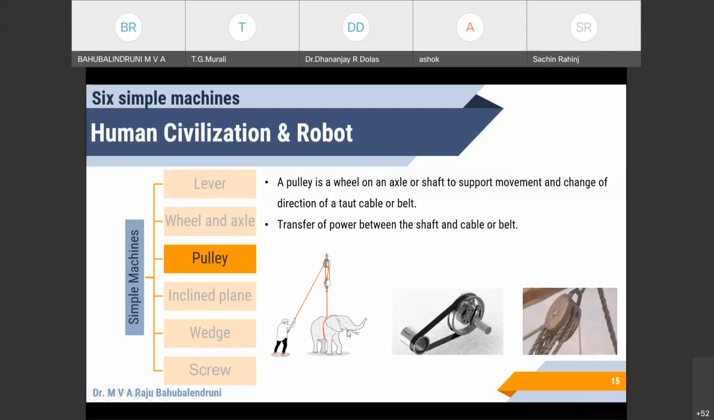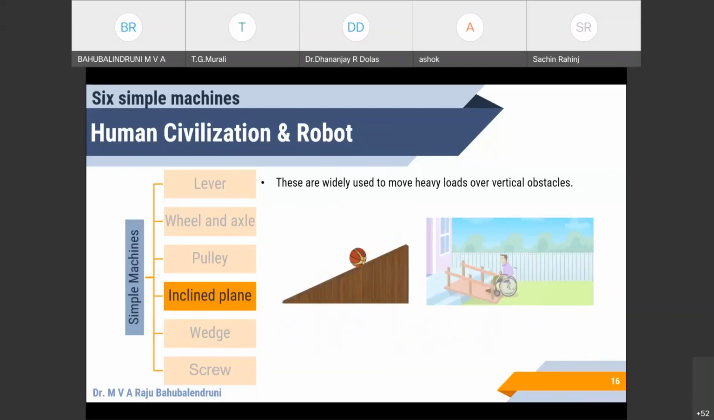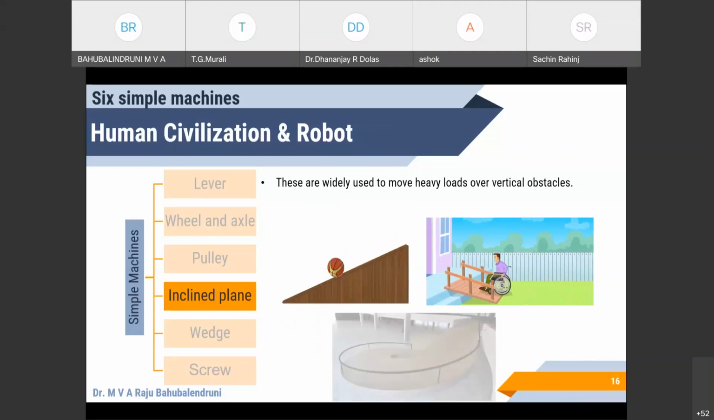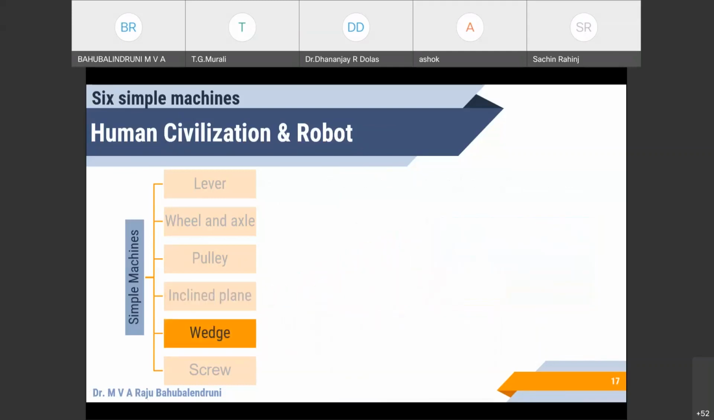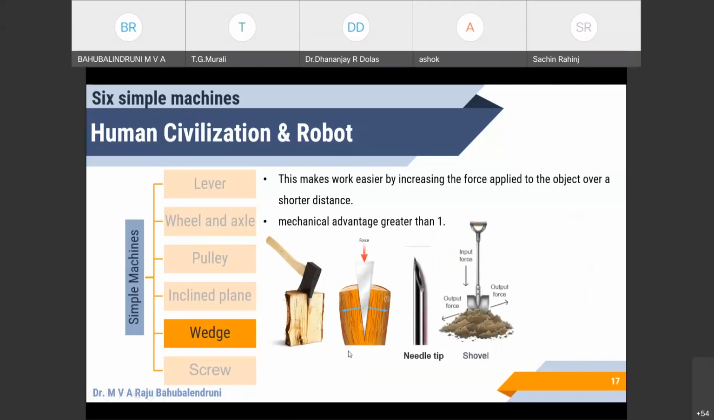the heavier loads. And the fourth one is the inclined plane, which is typically used to lift heavier objects to heights or to move them down and vice versa. The fifth one is the wedge, which is mostly used to cut plants and trees. You can see that in the axe. It can change the direction of the force in other perpendicular directions.